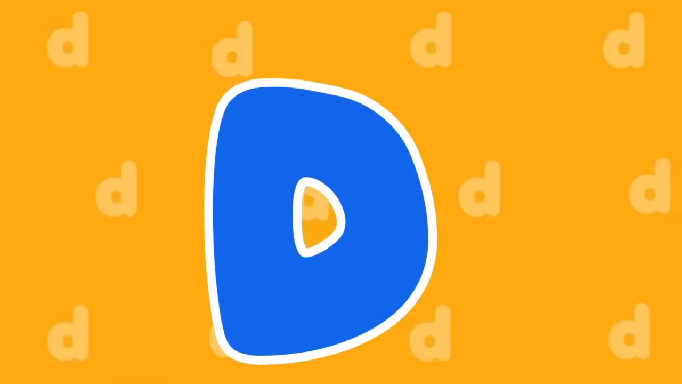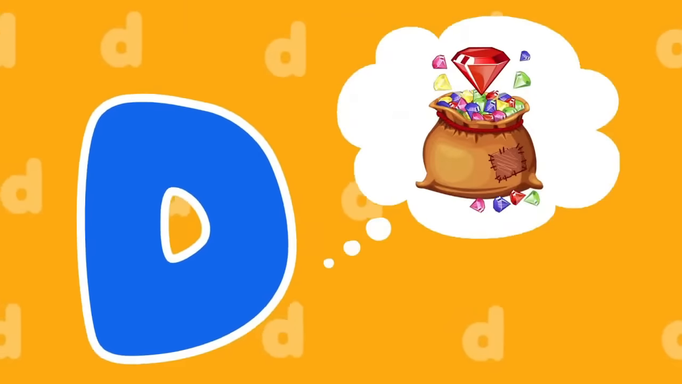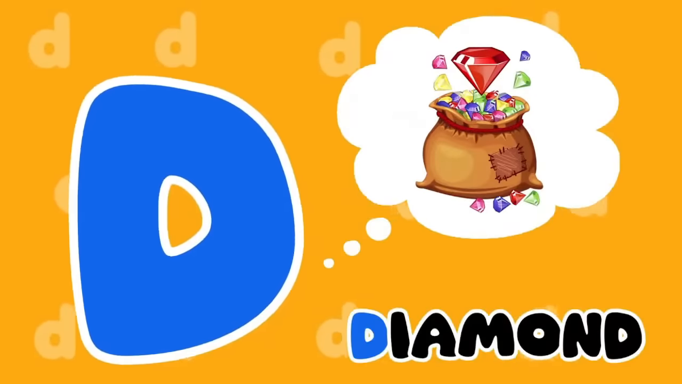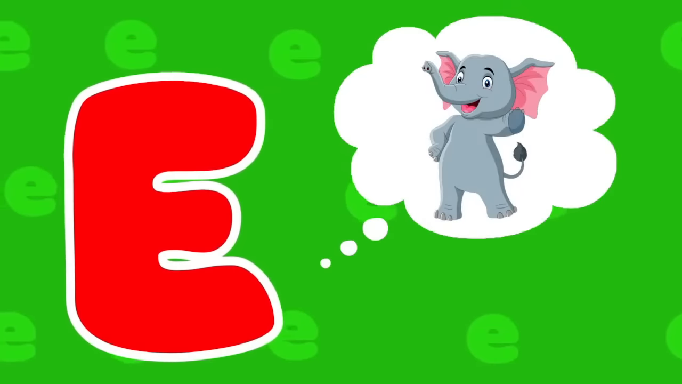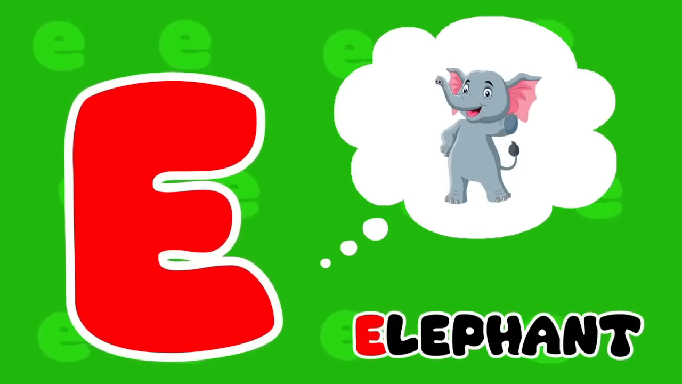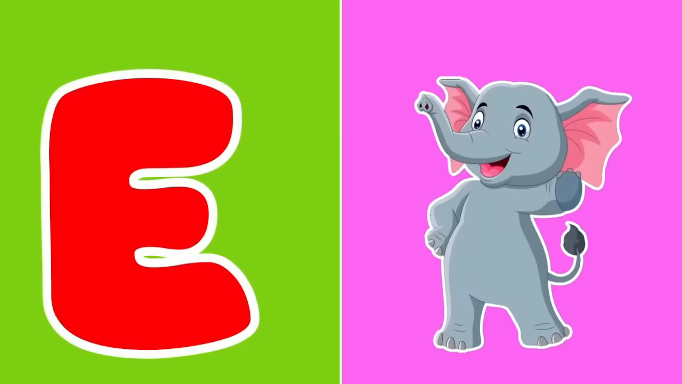D is for diamond. E is for elephant. E, E, elephant. E, elephant.